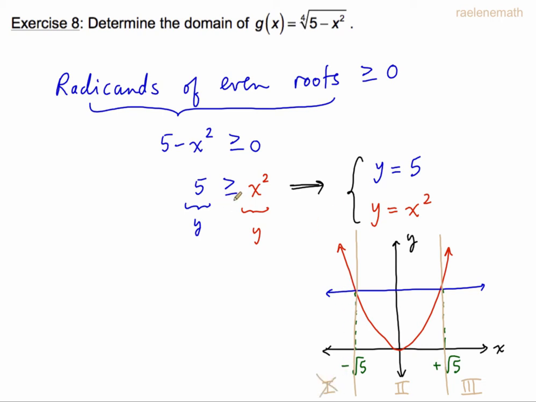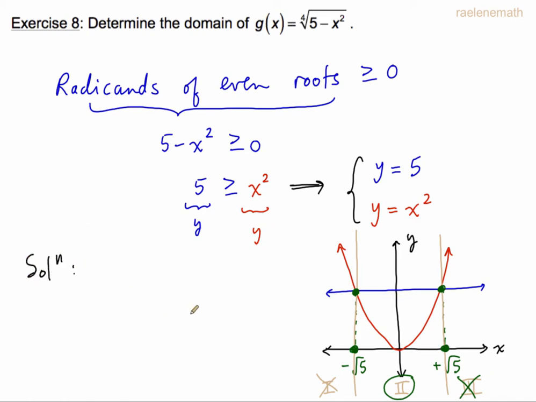Now, because we have this equal to, we are looking for points of intersection. So we want to include the x values that make the two graphs equal in height. So we do want to include negative root 5 as well as positive root 5. In Region 2, looking straight up and down, we see that the blue graph is higher and the red graph is lower. And that is consistent with the condition that we are given to solve for x from the inequality. So we do want Region 2. In Region 3, the red graph is higher, which is not what we want. And so from here we can come up with our solution.